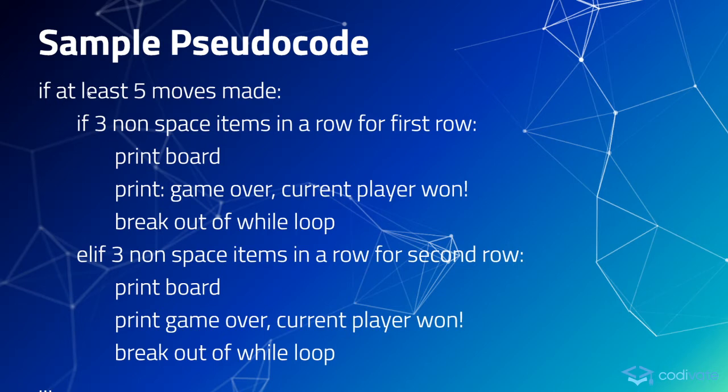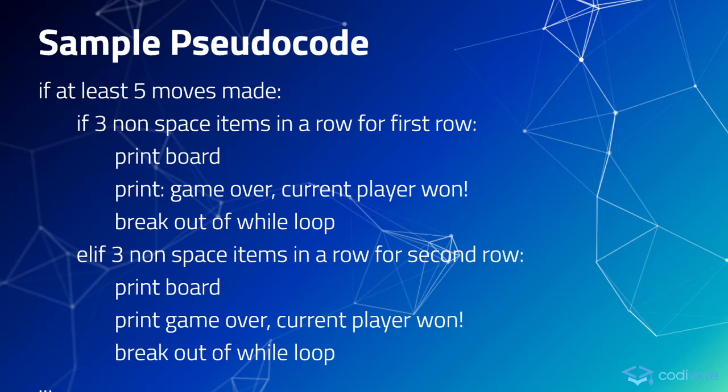If at least 5 moves have been made, then we have to start checking each row and each column to see if somebody has 3 in a row. And how would we check this? So we have to use an if and an elif chain. We start off by checking the first row and seeing if 3 non-space items in the first row are in a row. So what this is basically checking is if we have 3 X's or 3 O's in the first row, that means somebody won.